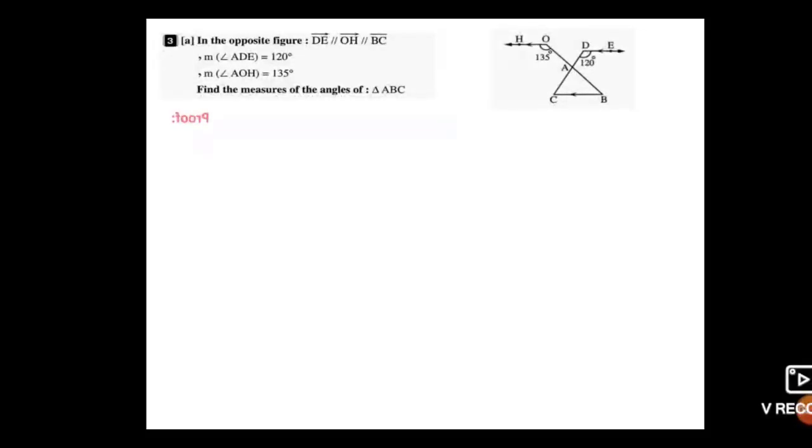Now, the proof. We have two parallel lines, ray OH parallel to BC. OB is a transversal. Then measure angle B plus measure angle O equals 180, because two interior angles on the same side of the transversal are supplementary. It means O and B are supplementary.